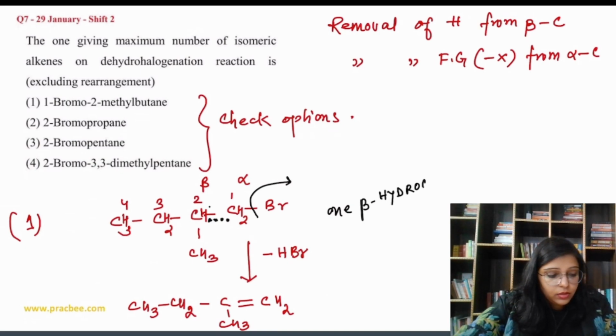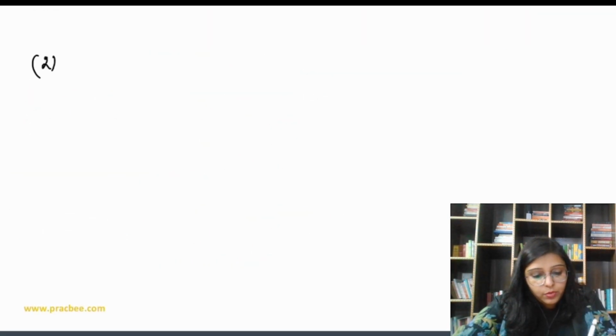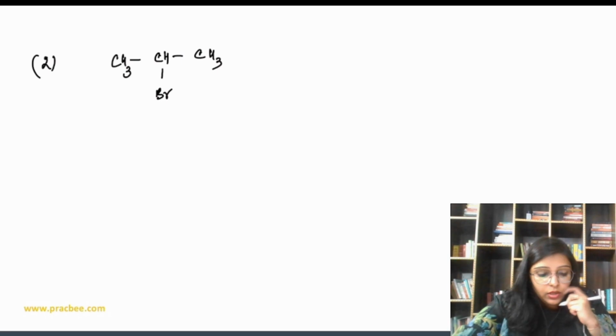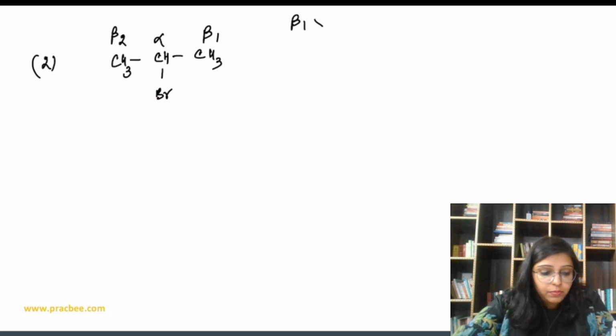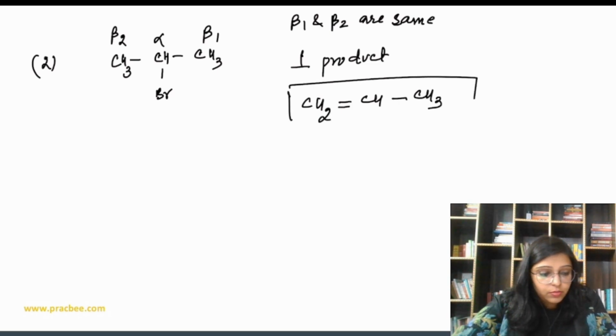Now check the second one. 2-bromopropane. So 1 2 3. So 2-bromo. So we write CH3 and here we write CH. This is alpha carbon which is bonded to the functional group. This is beta carbon. So beta 1 and beta 2 are the same. Same? Same. So we will get only one product. Just remove hydrogen from beta and remove the functional group from the alpha carbon. So we get this as the product.